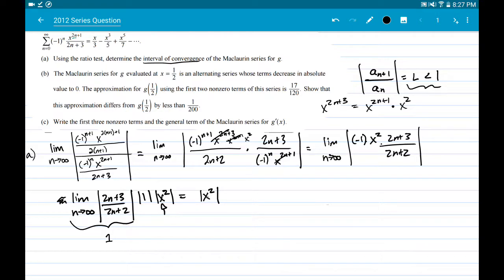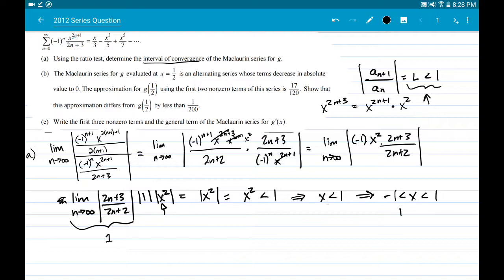Anything squared is already guaranteed to be positive, so you don't need the absolute values. And the ratio test says if we want it to converge, we're going to make this less than 1. So if that's the case, then this is the case. And if that's the case, let's use an absolute value here somewhere. We're going to have this. And that is our potential interval.